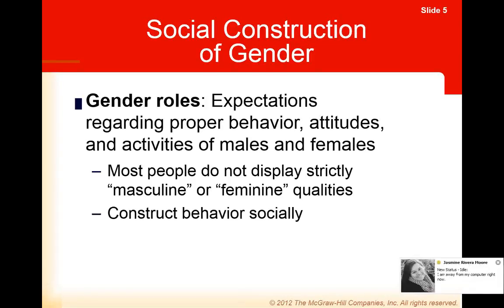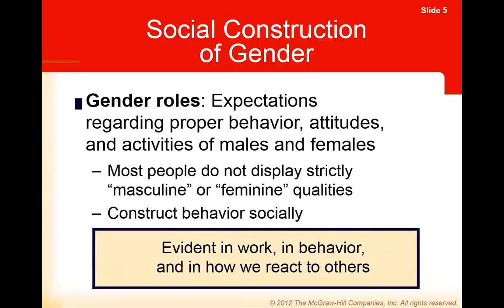Now, behavior is constructed socially, so people tend to reference what is appropriate masculine and appropriate feminine behavior, essentially using the ideas of the people around them as far as appropriate behavior. So this behavior is constructed socially. This is evident in work, how we react to others, and behavior. Essentially, gender roles exist in our society. We may have ideas about what is wrong with having gendered behavior, but that does not negate the fact that we have very strong expectations about proper gendered behavior in our society.